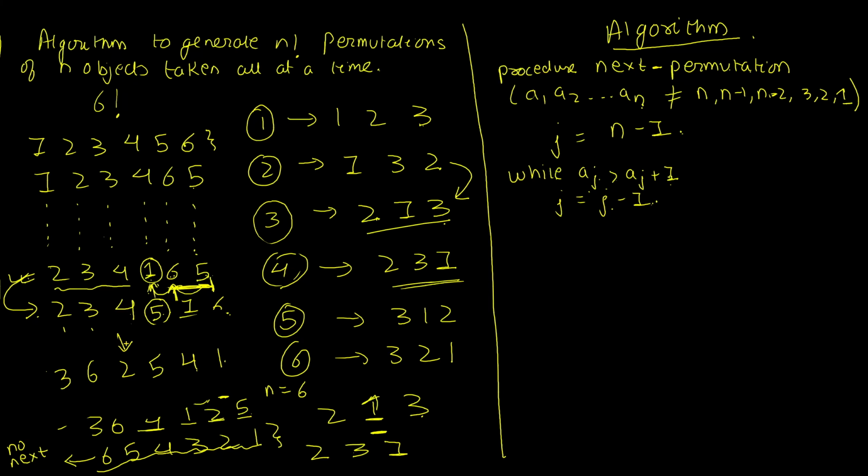Remember, now marker is here. Marker is at the position j is equal to 3 in this case. And now we ask the same question. Is aj greater than aj plus 1? Is 2 greater than 5? No. That means the while loop will stop.